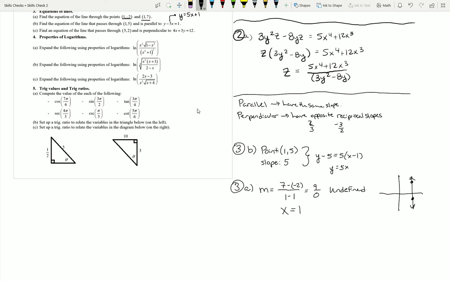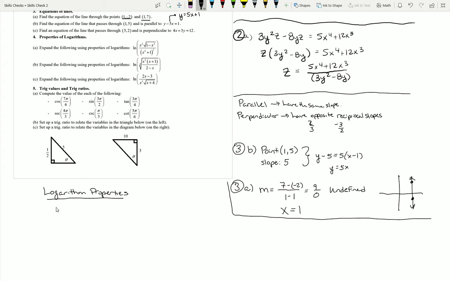Now let's turn our attention to number 4 here on skills check number 2. We're going to be using properties of logarithms to help expand or rewrite these really complicated logarithmic expressions. What's going to be really important to note at the start are some of our logarithm properties. I'm going to go ahead and record them over here.